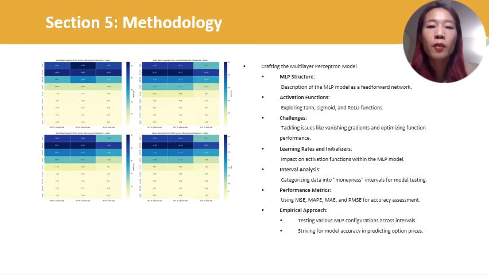To assess the performance of our model, we employed a range of metrics, including mean squared error and mean absolute error. This empirical approach allowed us to test various MLP configurations, striving to achieve the highest accuracy in predicting option pricing. The methodology was not just about building the model, but about understanding and refining every aspect of it to ensure reliability and effectiveness in a real-world financial context.